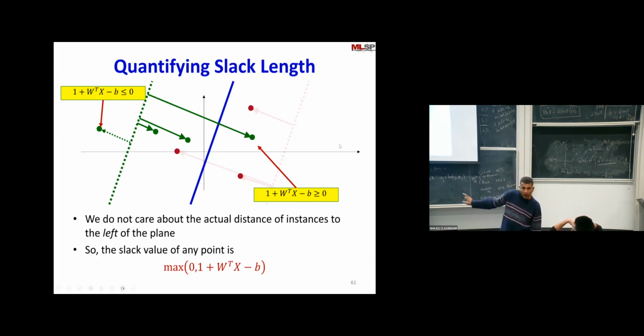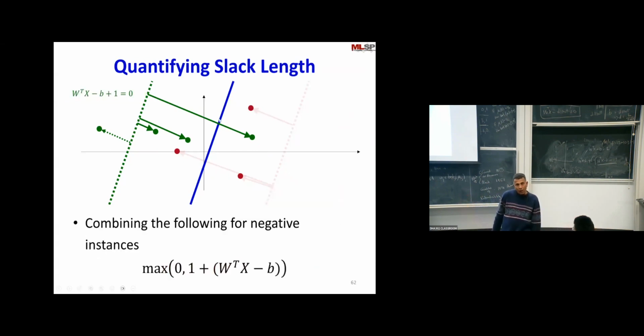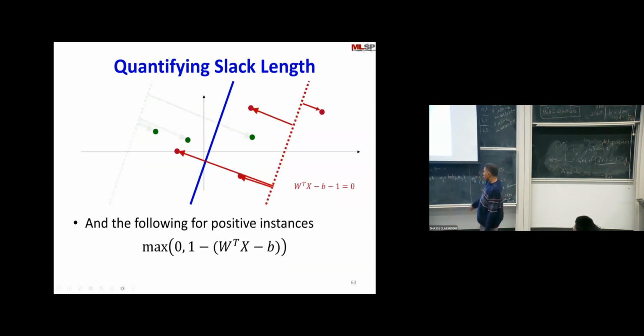For any plane W transpose X minus B, the corresponding boundary planes are W transpose X minus B equals 1, or W transpose X minus B equals -1. So for any choice of W and B, these are the values. For the negative instances, this was the total distance of all the points on the wrong side of the negative boundary, which is max of 0 and 1 plus W transpose X minus B. For the positive instances, this was the total distance of all the data points on the wrong side of the decision boundary, max of 0 and 1 minus W transpose X plus B.